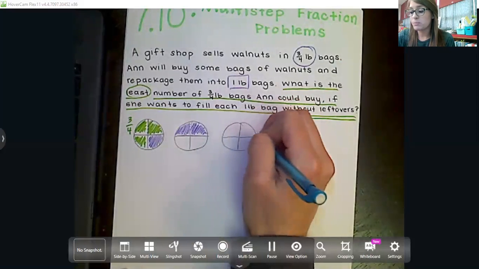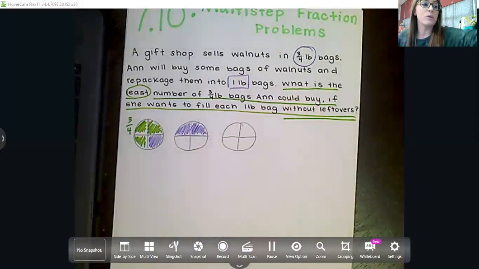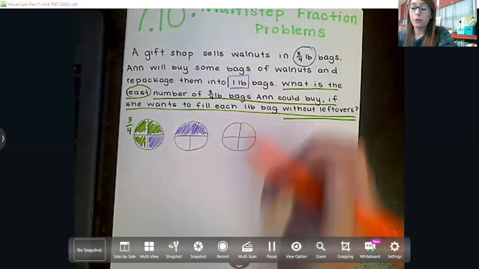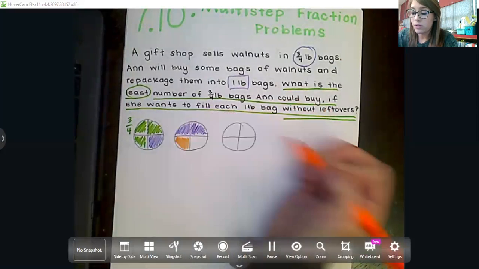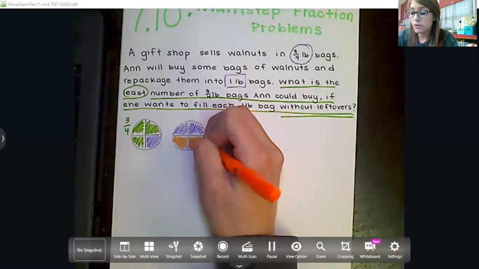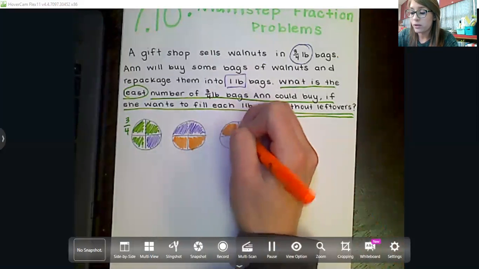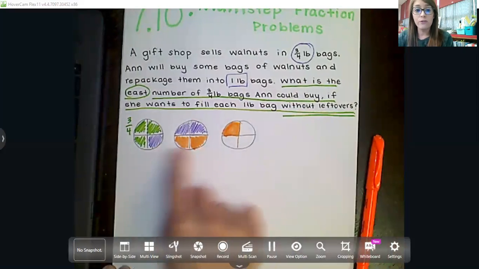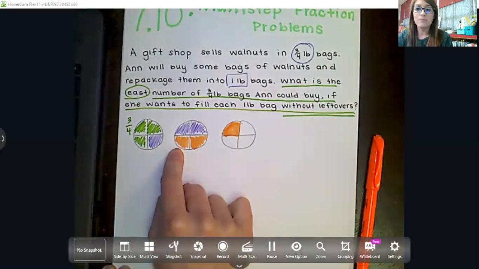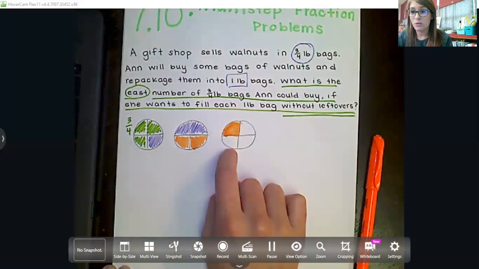that she has purchased. I'm going to go ahead and switch pen colors again, and we're going to shade in the 3/4 from the third bag. So 1/4, 2/4, 3/4. Now we have 2 full 1 pound bags, but she doesn't want any leftovers, remember?